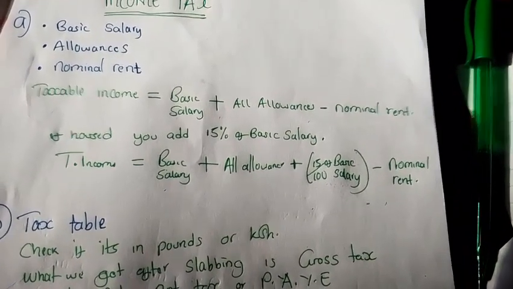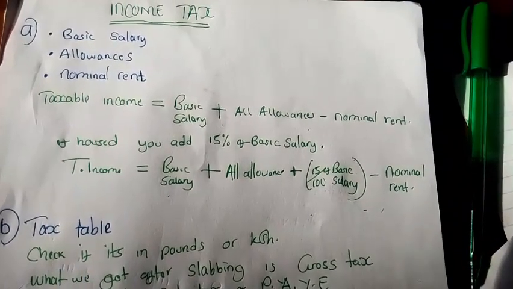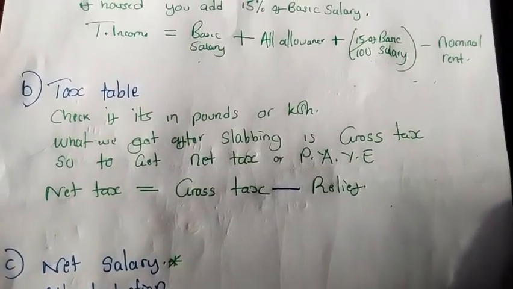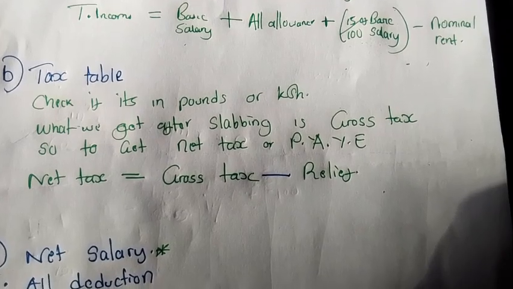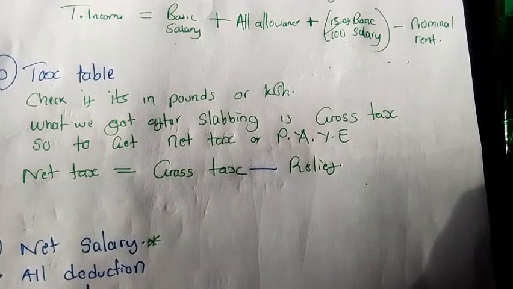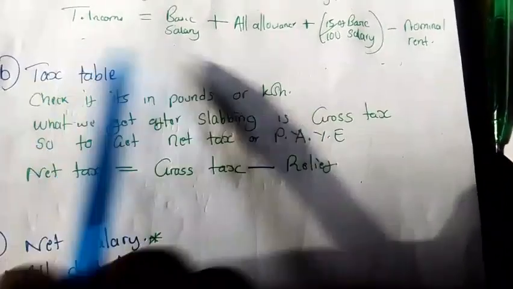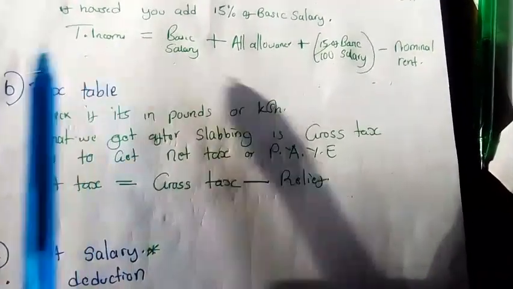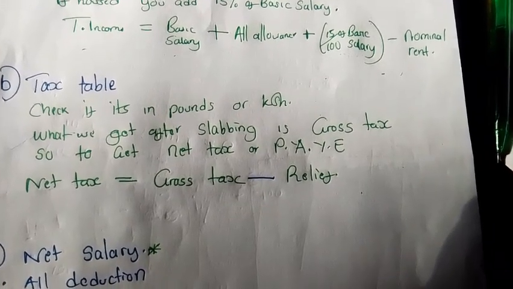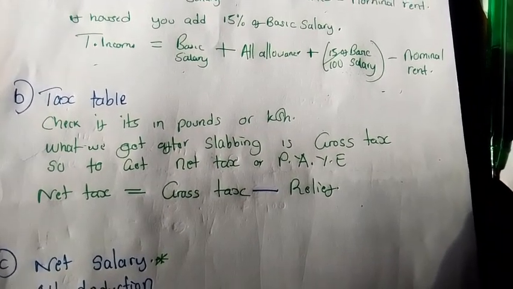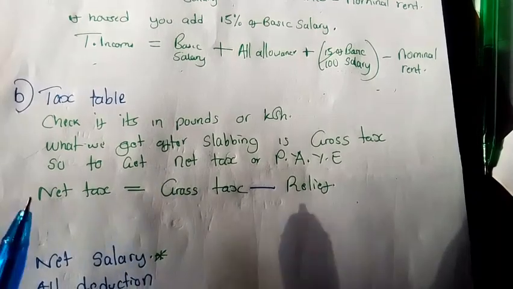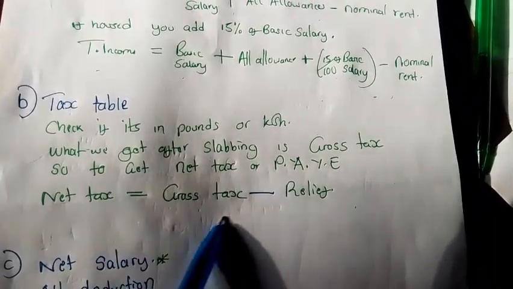So most questions will move systematically from calculating taxable income, then you go to the tax table. In the tax table, you will have to check first if it is in pounds or in Kenya shillings. If it is in pounds and your taxable income is in Kenya shillings, you'll have to change your taxable income to pounds by dividing by 20. So after doing that, you will do the slabbing. After doing the slabbing and you add the total, what you get is the gross tax.